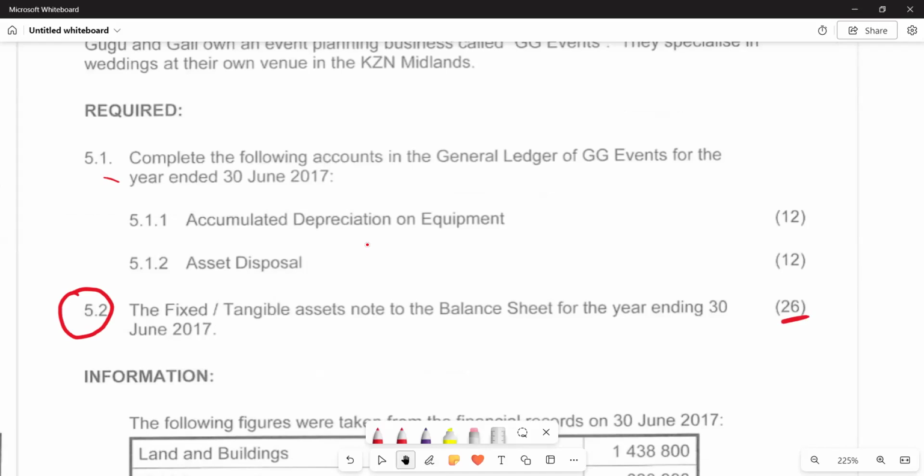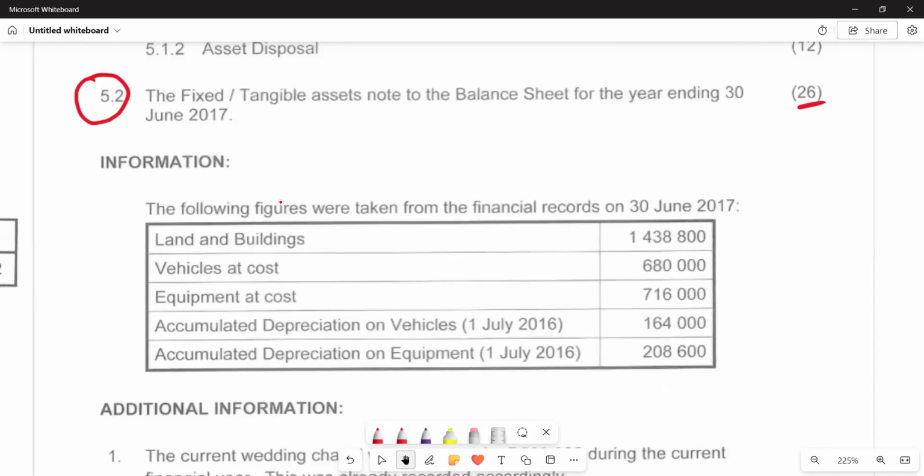So we are going to go through the information that we are given. We're given the following figures. They are taken from the financial records on 30 June 2017. Basically, these are the figures that we have. This part is indicating our opening balances. But you'll see that the other figures from year to year represent closing balances because it's 30 June 2017, except for the accumulated depletion figure, which represents our opening balance. So we can just take note of that as we answer the question.